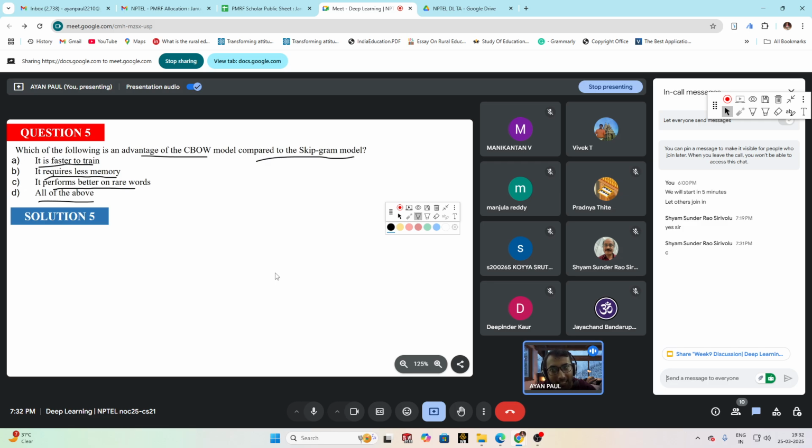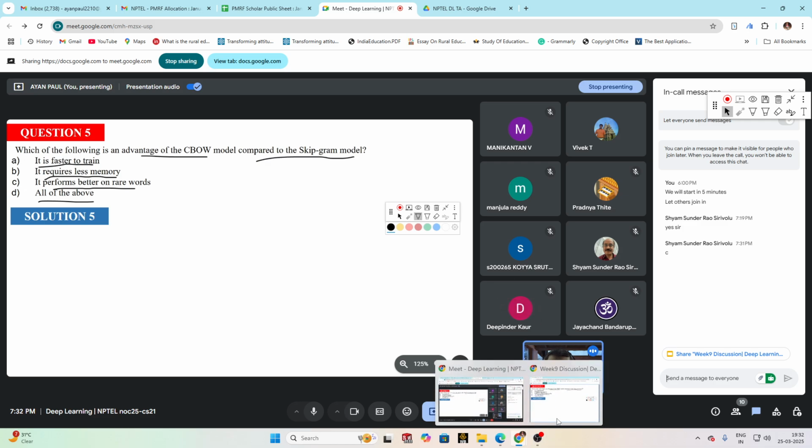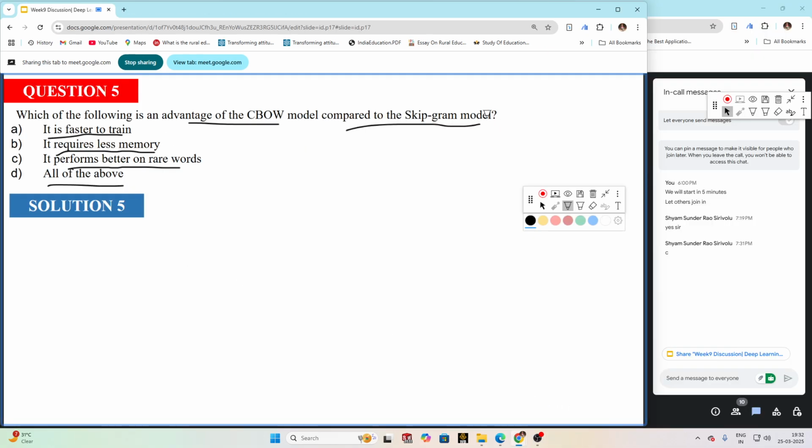So as the memory consumption of skipgram is more than CBOW, CBOW is faster to train. It requires less memory. Performing better on rare words, that we cannot say.